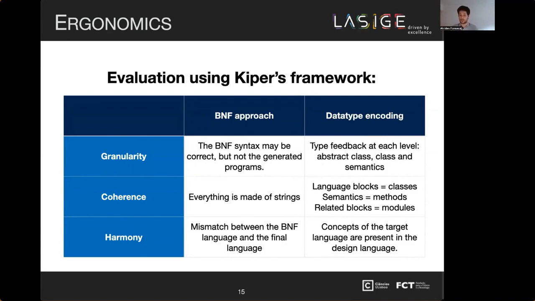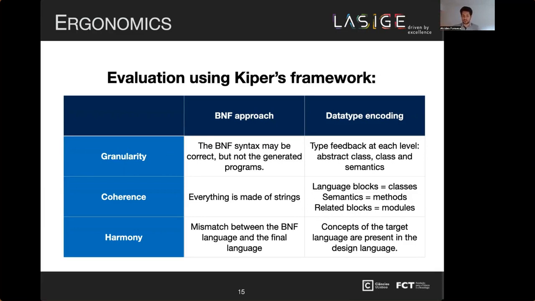And regarding coherence, in BNF, everything is strings, so there's not a lot of coherence there. While in our encoding, there's this hierarchy of concepts in which the language blocks are classes, their semantics are methods, and you can put blocks that are related together in modules, and you can have this hierarchy in which there's a coherence in each building block. So each class only concerns the semantics of itself.